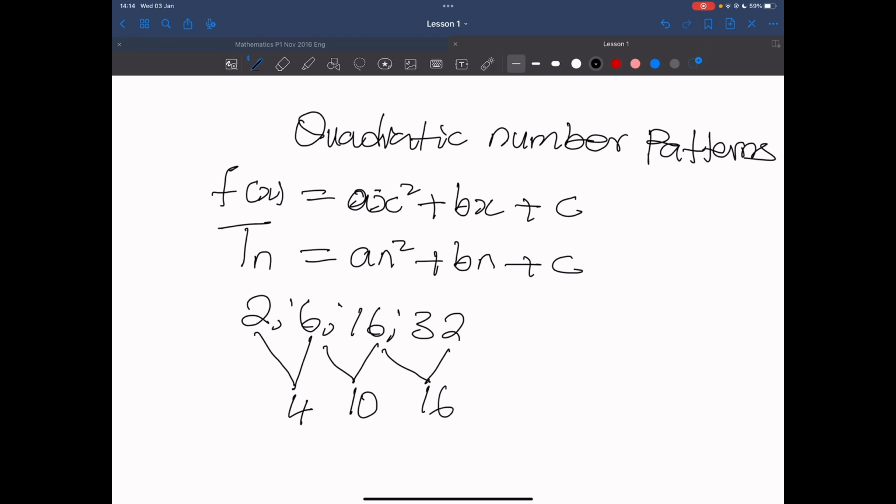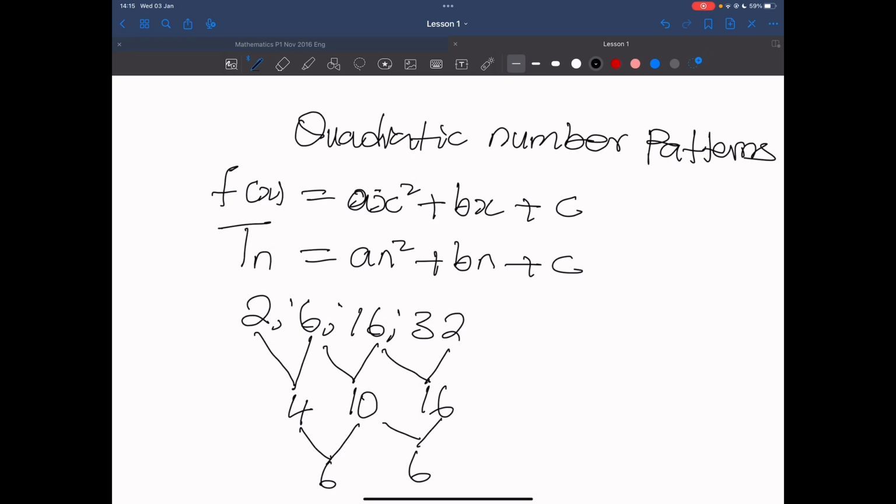When we look at this, there's nothing common here. So hence we move on. We do the difference again, the right minus the left. So 10 minus 4 is 6, and 16 minus 10 is 6. Now we see something common. Because it is a common difference, we call it a quadratic number pattern. It's going to give us this type of pattern.